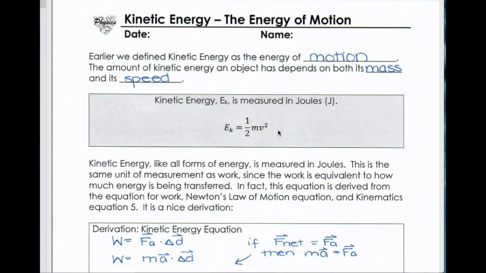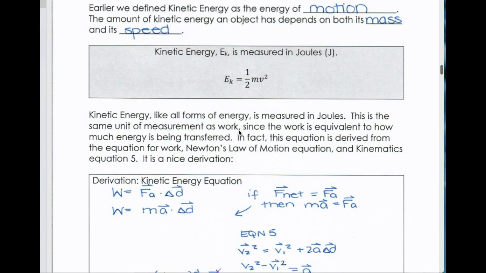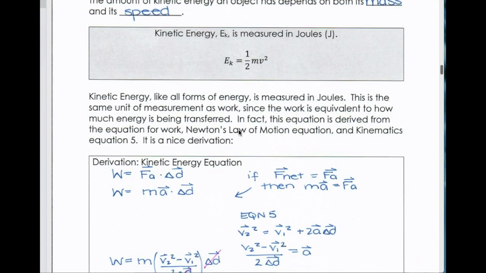Like I said before, it's dependent on both mass and speed. If we look at the equation, you'll see that velocity is squared, whereas mass is just multiplied. So kinetic energy is most dependent on your speed. If your speed increases, it's going to be squared, whereas if your mass increases, it's just being multiplied. Like I said, kinetic energy is measured in joules.